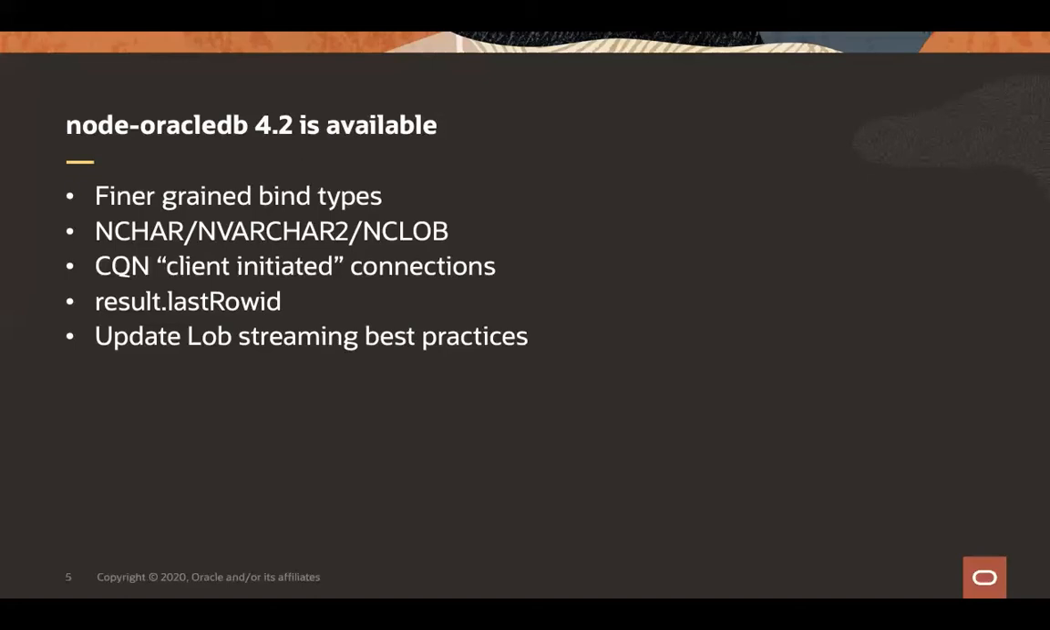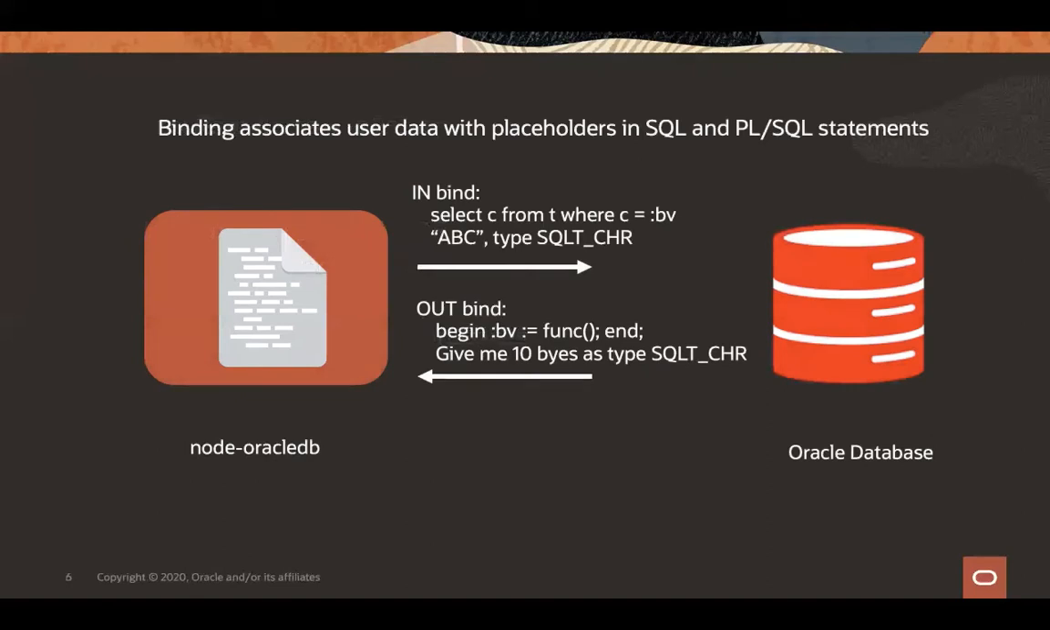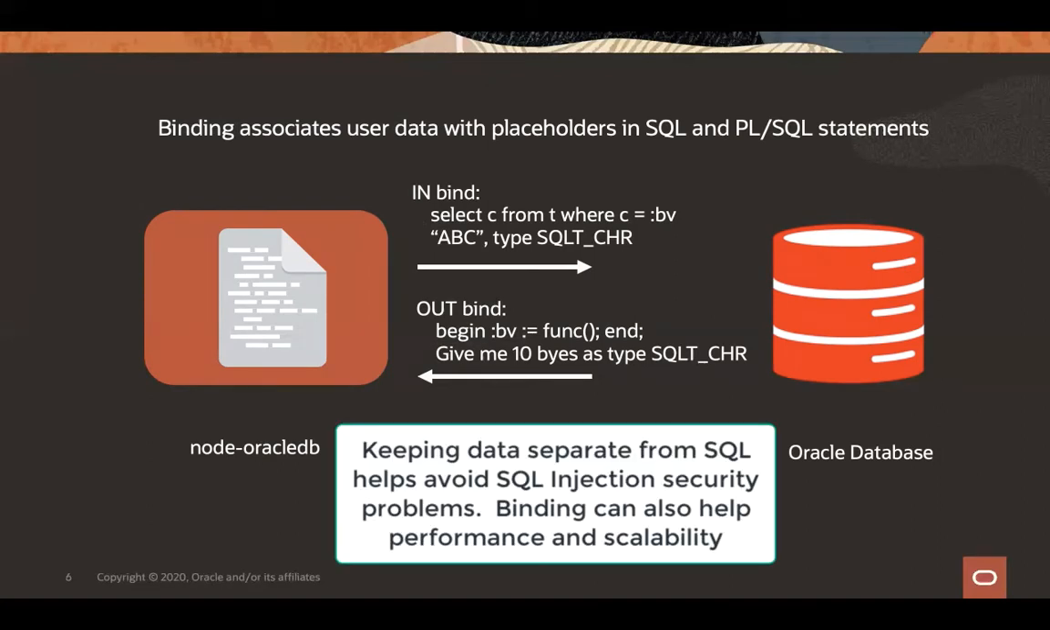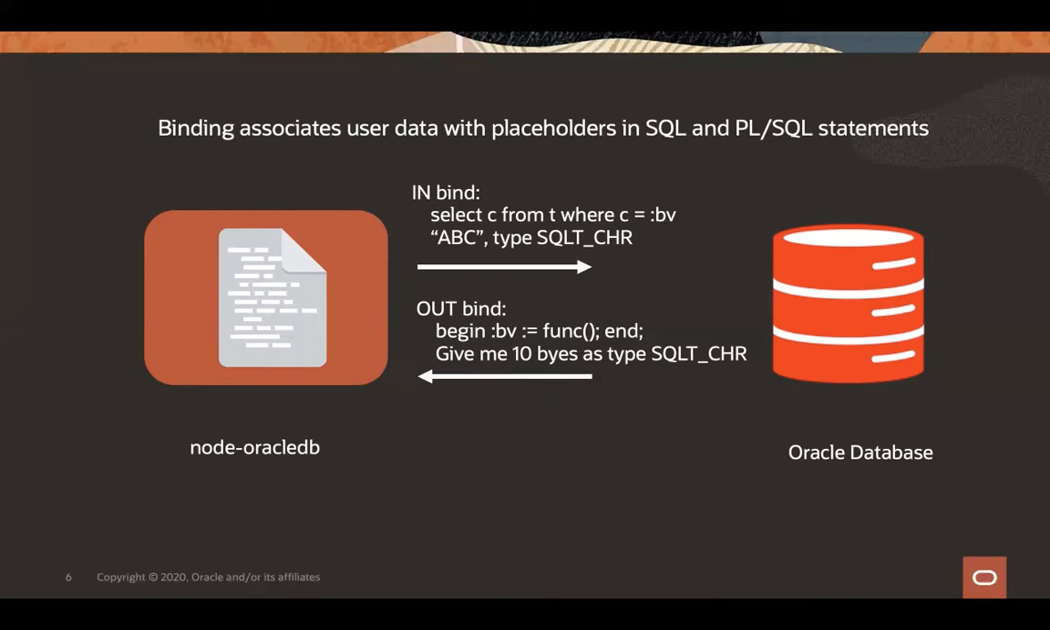So I want to talk about these binding changes. Just as a background, most of you know, but it's always worth repeating, that binding associates data with placeholders. So it always keeps the data separate from the SQL or PL/SQL statements. You can see two examples there with things we call inbinds and outbinds, depending on where data is being transferred to. For an inbind, your application on the left is sending across a SQL string, and it's got a bind variable, colon BV, and the application is also sending some data and saying, hey, this is a character type.